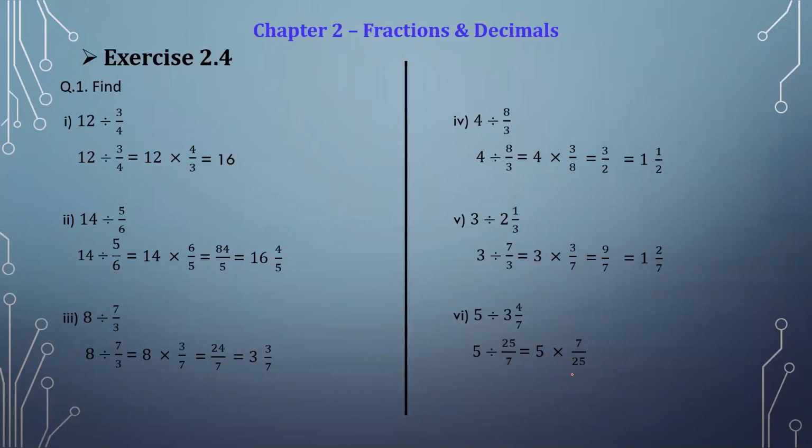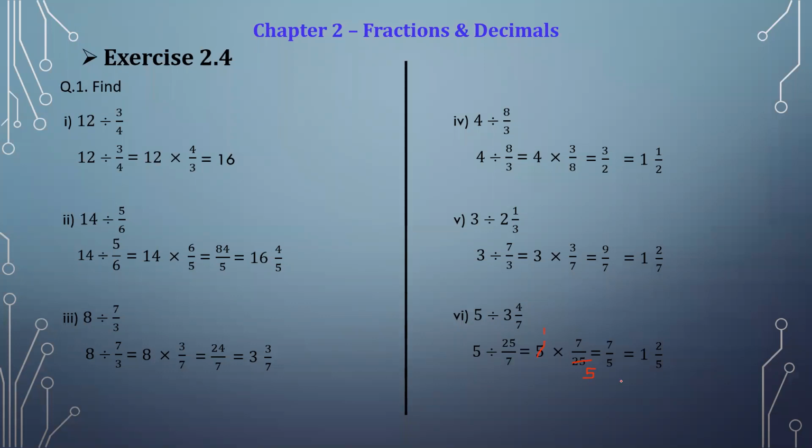Now either you can perform the multiplication of the whole number and numerator, or here actually the denominator is divisible by 5, so therefore you can divide it. 5 ones are 5 and 5 fives are 25. So therefore the final answer is going to be 7 upon 5, which is actually an improper fraction. And again you can convert that improper fraction into a mixed fraction, which is 1 2 upon 5.